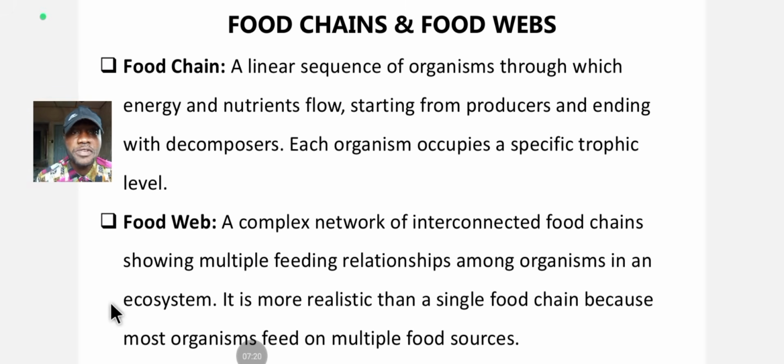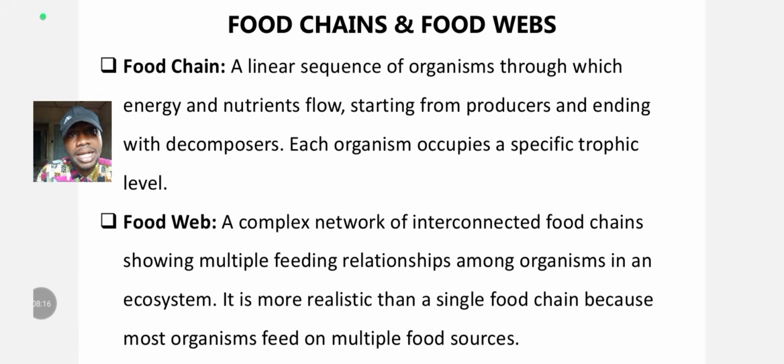So it's showing feeding relationships between different food chains. We are going to understand what a food web is all about, and we are going to see the diagram of a food web. It is more realistic than a single food chain because most organisms feed on multiple food sources. There are different options for organisms in a food web as compared to a food chain. So it's more advanced than a food chain. Different options: an eagle can feed on smaller birds, it can feed on a snake, it can even feed on a frog. So there are different options. It's not just straight, it is a complex energy flow network.